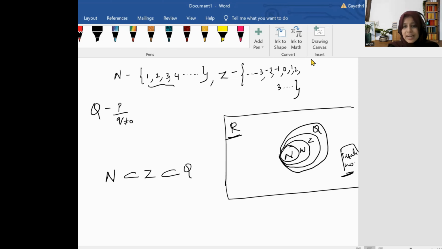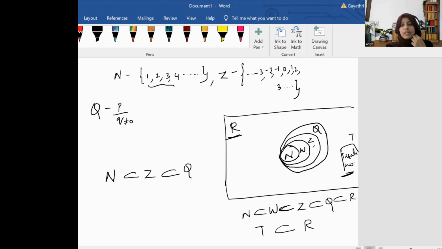So these are subsets of one another. See, there is an order. I can write natural numbers, subset of whole numbers, subset of integers, subset of rational numbers, subset of real numbers. Again here, irrational numbers, let me represent them by the letter T. So irrational numbers will be a subset of real numbers. Okay. Now we have learned about subsets.